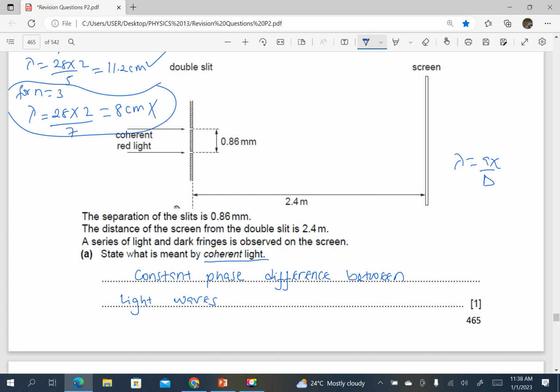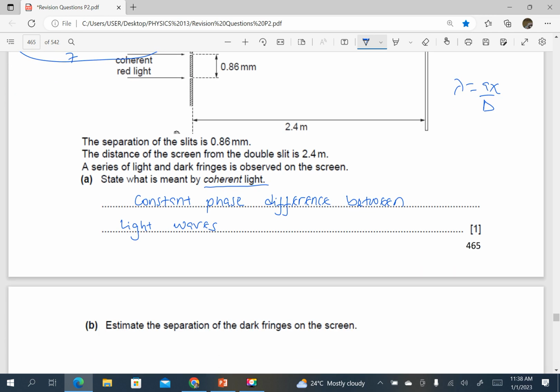Constant phase difference between light waves. That's what we mean by coherent light, or light waves that maintain a constant phase difference between them.